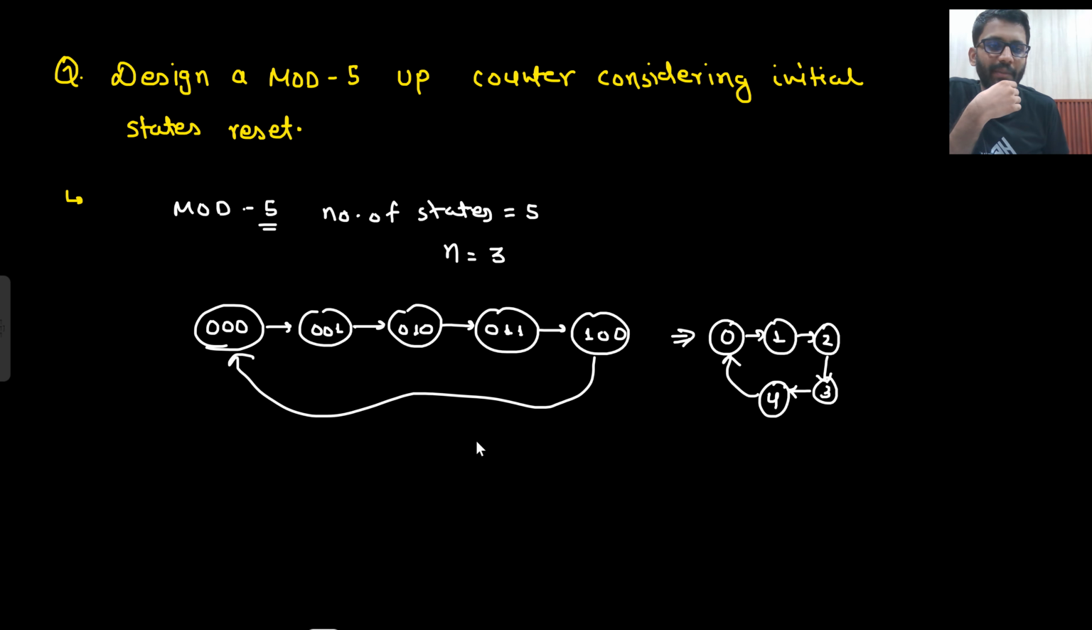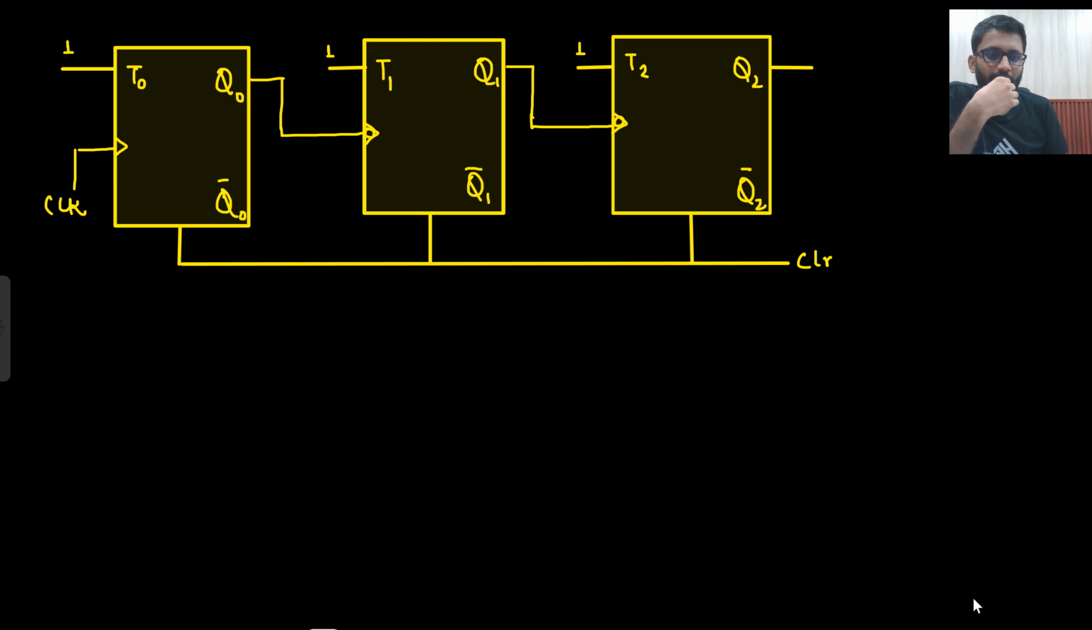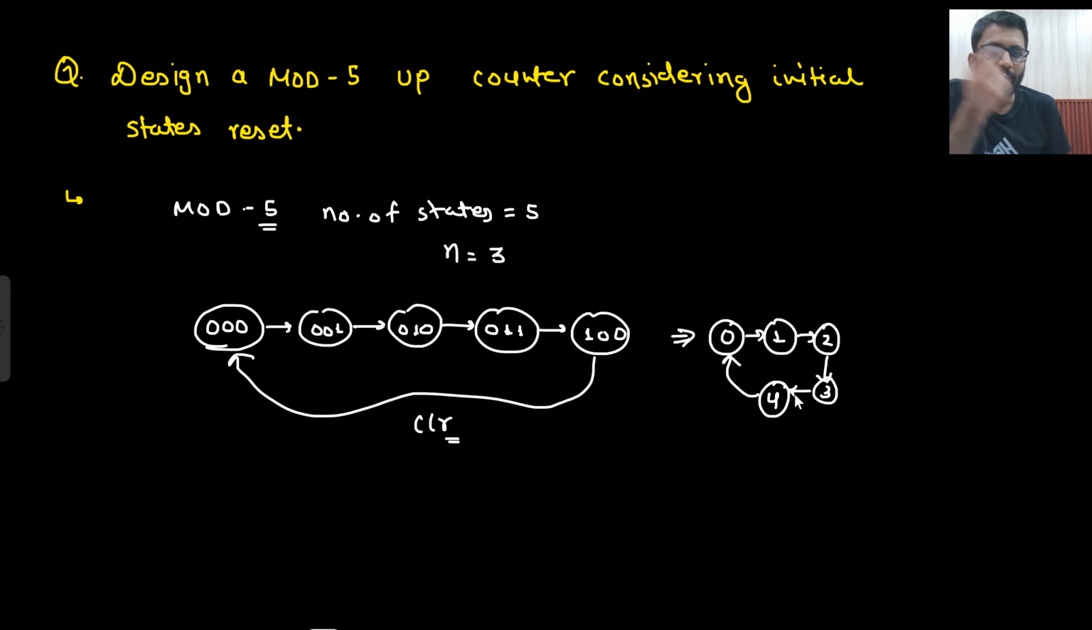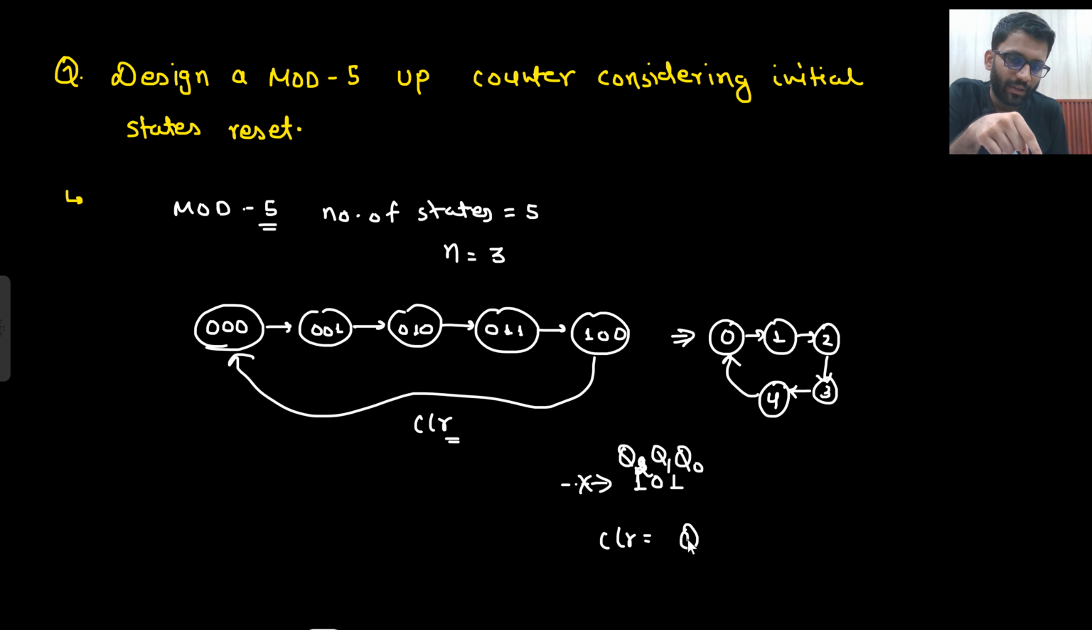So what do you think, which input you will use, clear or preset? Clear, because I need my output to go to 0. So I am going to use the clear input here. Which bit do I not want? After that what will come? 1, 0, 1. So what I don't want is 1, 0, 1. So the values of Q2, Q1 and Q0. So what will be my clear input? That would be Q2 into Q1 bar into Q0.